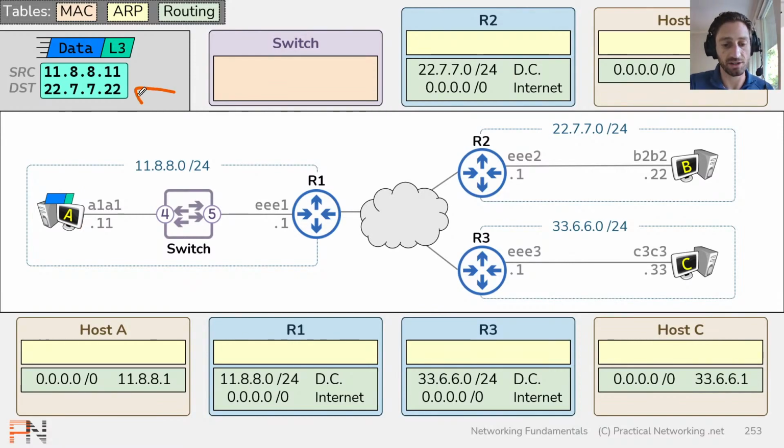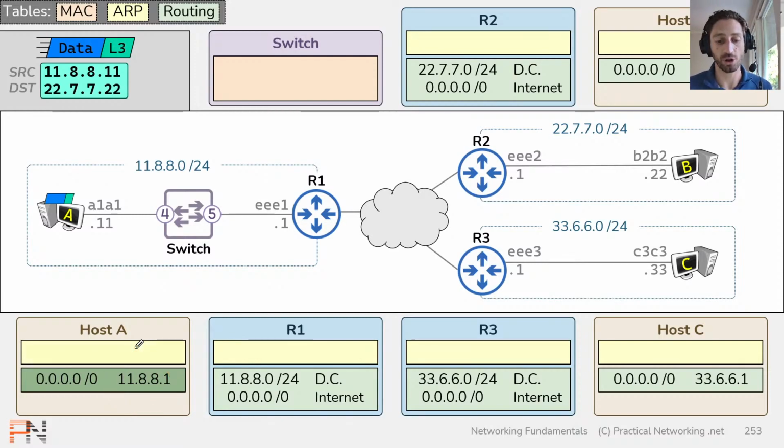Okay, here we go. So the first thing host A is going to do is take a look at the destination IP address and determine that the destination IP address is on a foreign network. This tells host A that this particular packet needs to be delivered to the nearest router. So host A is going to look at its routing table, take a look at its default route to determine the nearest router's IP address. The IP address is 11.8.8.1.